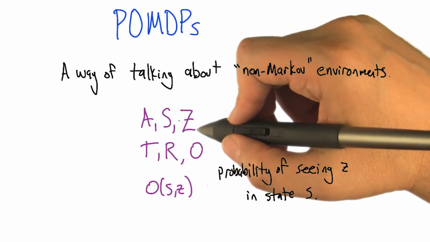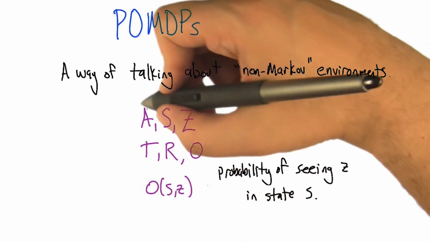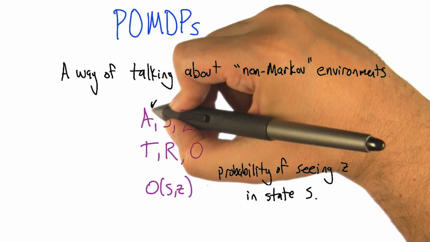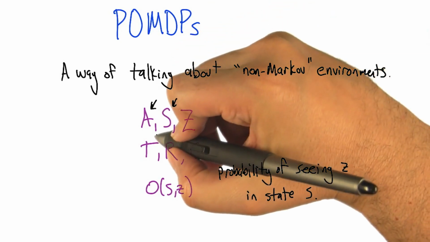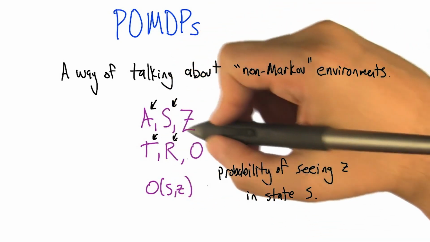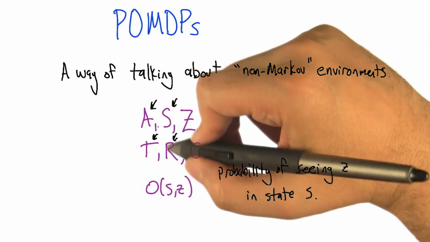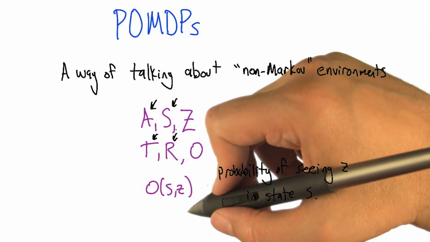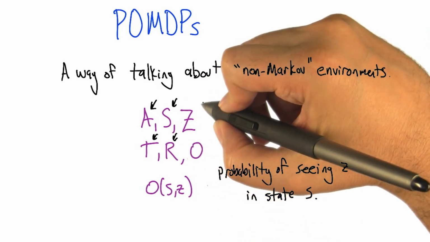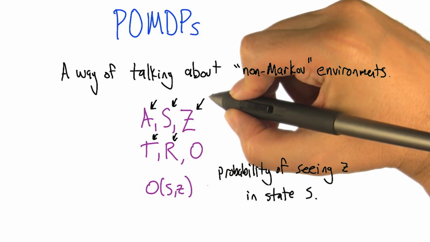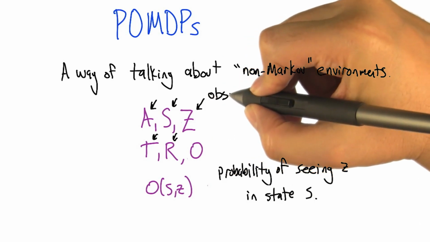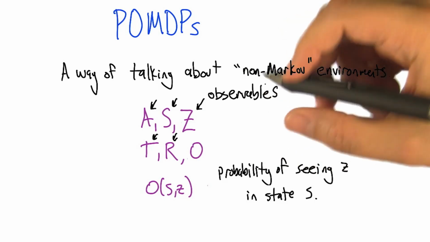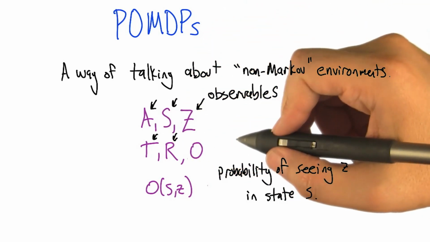So here are the quantities that make up a POMDP. We have a set of quantities that are actually just an MDP. There's a set of actions and states and transitions and rewards. But the thing is that MDP that is inside the POMDP isn't directly observable to the agent. And instead, the agent has to make its decisions based on the observations that it makes. So this Z stands for observations, or observables. So it's a set like S and A.